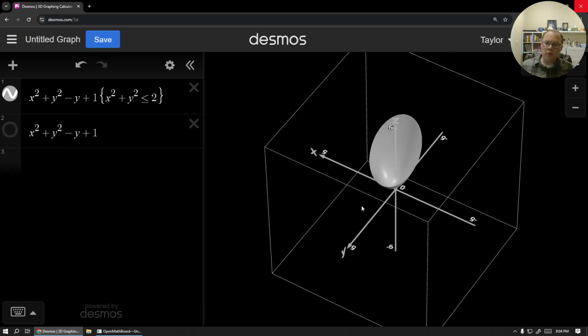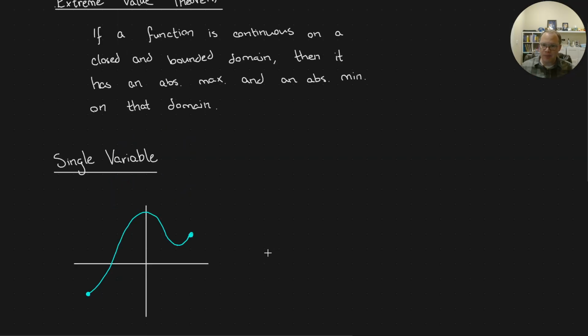And so when we are looking for these absolute extrema, we need to make sure that we check the interior of the domain, but also we need to be very careful to check the boundary of the domain separately. Okay?